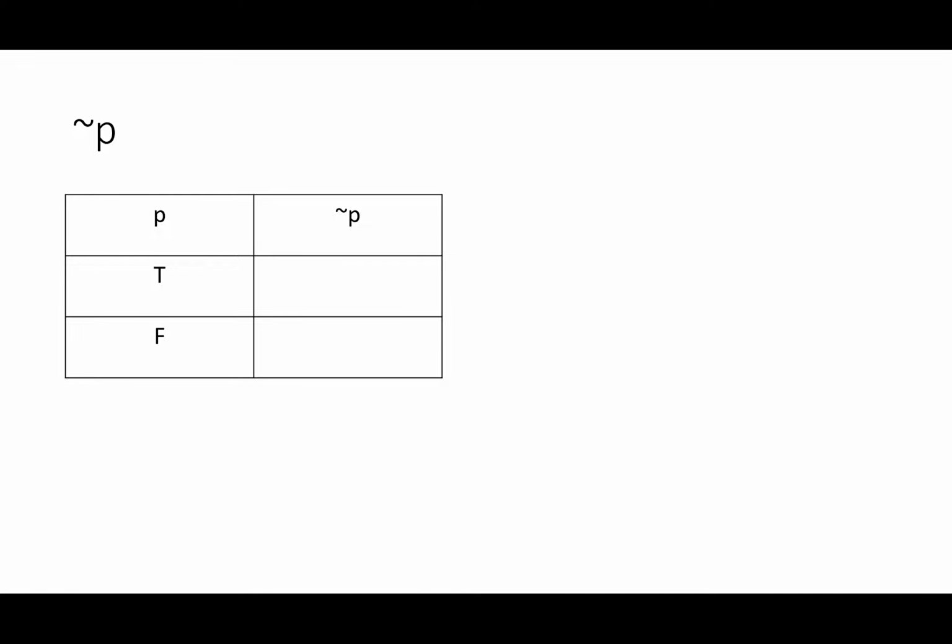So when P is true, not P is false. When P is false, not P is true. That's the only case in which not P is true, which should make sense. Not P is simply the opposite of P. Whatever P is, when it's true, its opposite is false, and when P is false, its opposite is true. The same, of course, goes for all the other variables you might put in there.